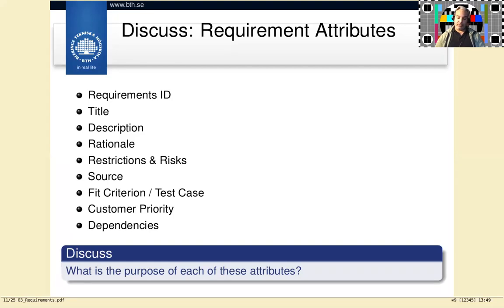And then if you have problems with the requirements, you can't understand it, even if you have the rationale there, you can't really figure out why this is needed, why should we do it like that. It's always good to have a source. Who wrote it, who said it, at what time, so that you can go back and ask for more details.